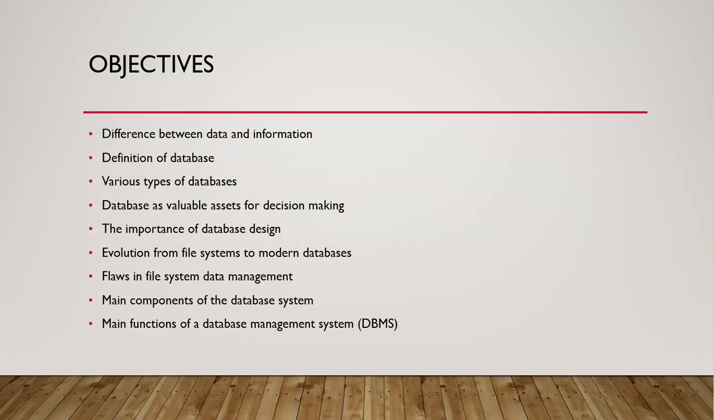So the objective of this chapter is to differentiate between data and information, to define database, to know about various types of databases, database as valuable assets for decision making, to know about the importance of database design, the evolution from file systems to modern databases, flaws in file system data management, main components of the database system, main functions of a database management system.